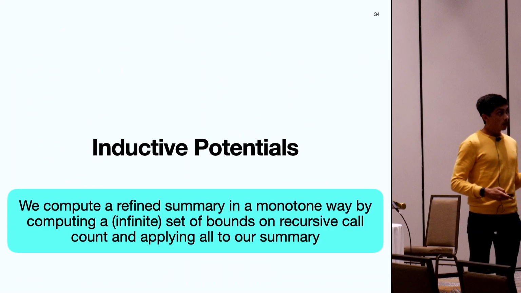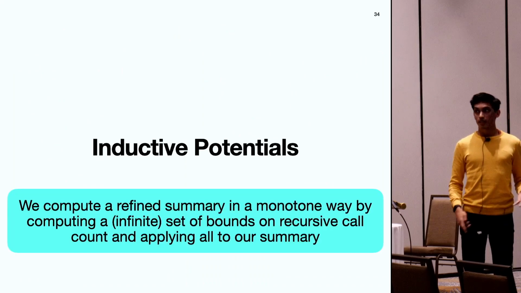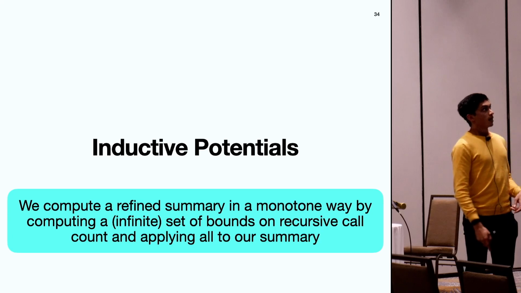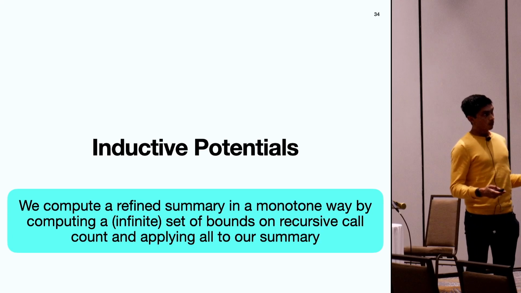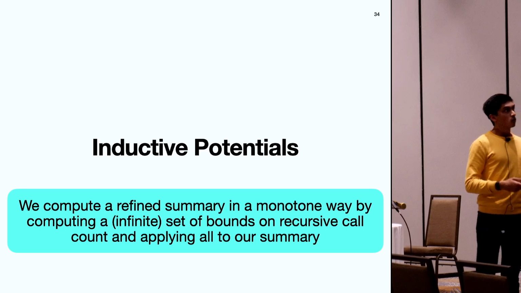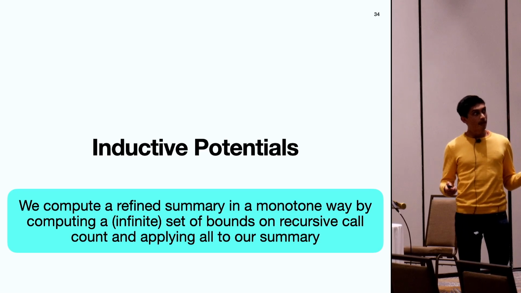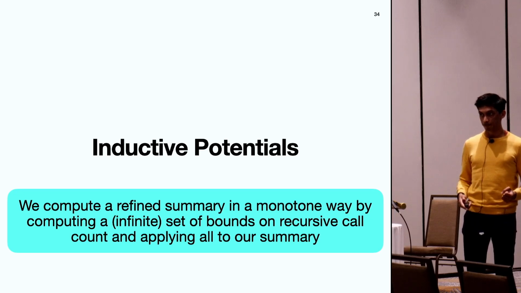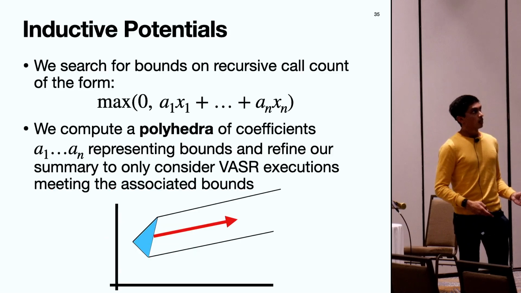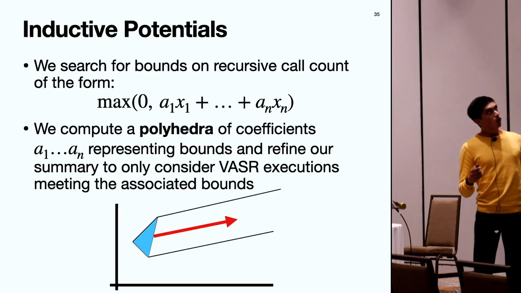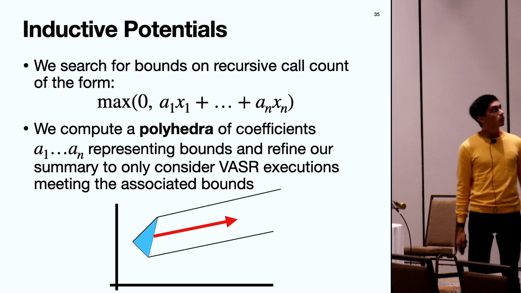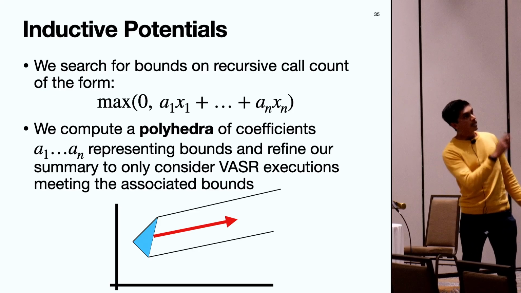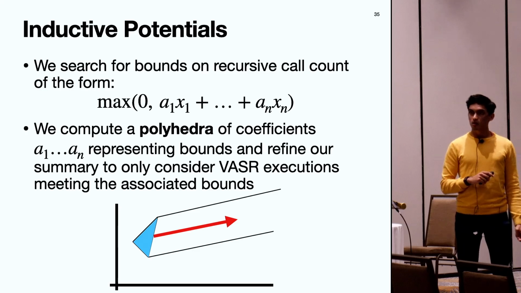We synthesize these bounds with inductive potentials. So we compute a refined summary in a monotone way by computing a potentially infinite set of bounds on recursive call count and applying all of them to our summary. So we search for bounds on recursive call count of this form, where the x's are program variables and the a's are constant coefficients.